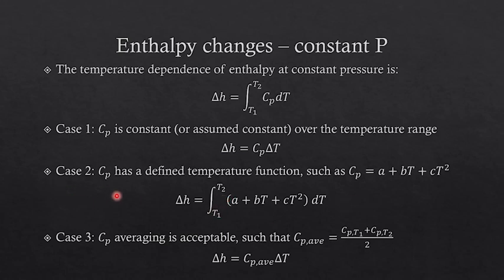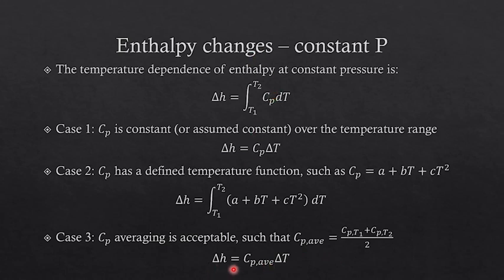However, this is the most precise because we are incorporating the changes in heat capacity with respect to the change in temperature. Now, as a compromise between case 1 and case 2, we have case 3. In case 3, we are assuming that the heat capacity averaging is acceptable such that we define a heat capacity value average that is equal to Cp at temperature T1 plus Cp at temperature T2 divided by 2. And this Cp average is a constant, so this can be brought out of the integral.